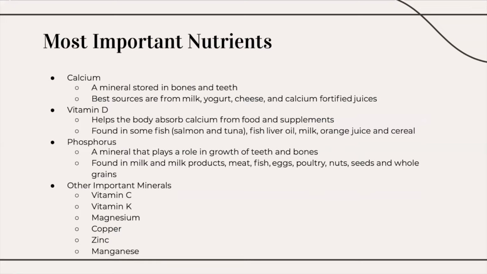Vitamin D helps the body absorb calcium from food and supplements, and it can be found in some fish like salmon or tuna, fish liver oil, milk, orange juice, and cereal. Phosphorus is a mineral that plays a role in growth of teeth and bones. It's found in milk and milk products, meat, fish, eggs, poultry, nuts, seeds, and whole grains. And then other important minerals and vitamins: vitamin C, vitamin K, magnesium, copper, zinc, and manganese.